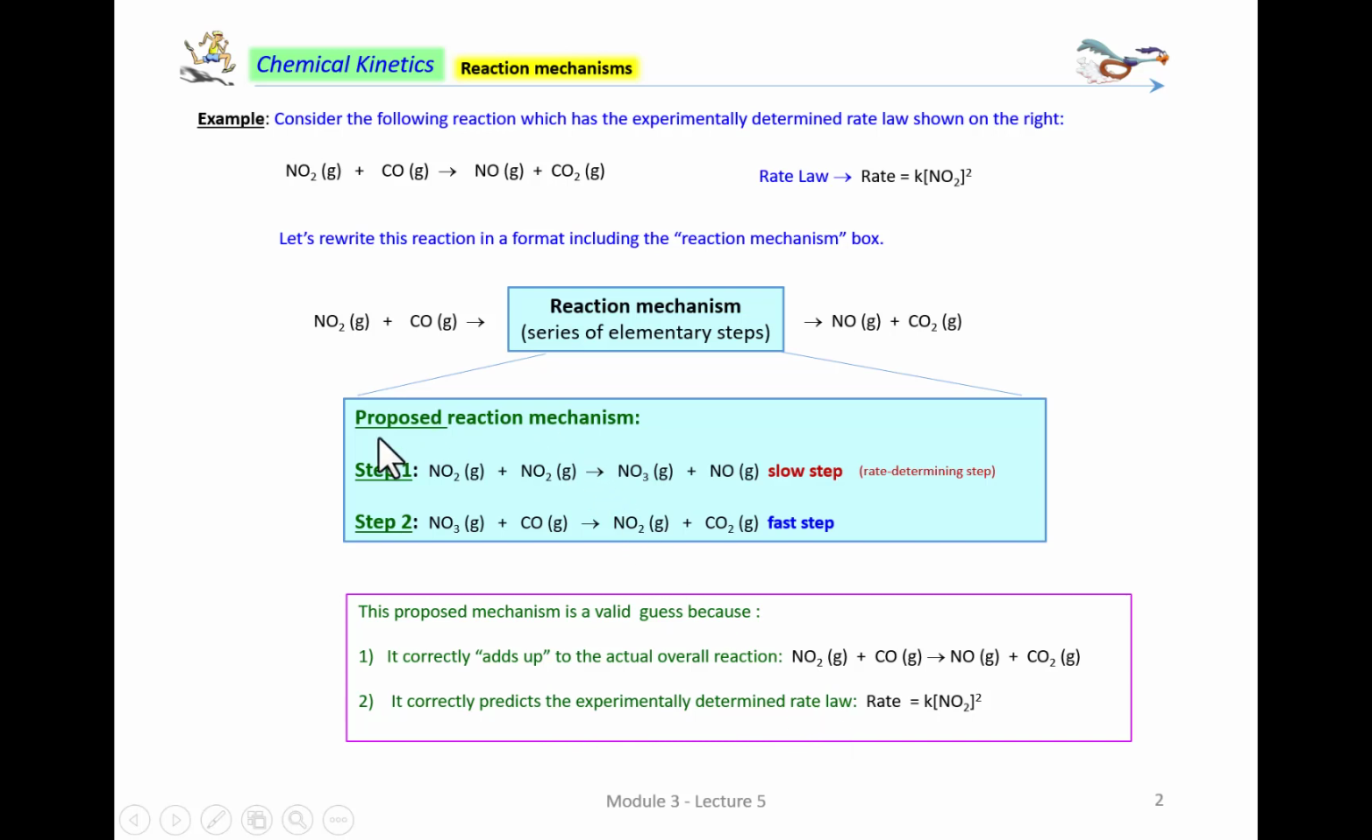So this reaction mechanism predicts that rate should be a function of the square of the NO2 concentration and should have no dependence on CO. Now, you might ask, how do we know that? Well, let's try to unpack this on the next couple slides.